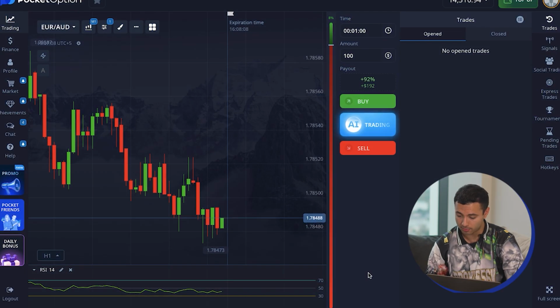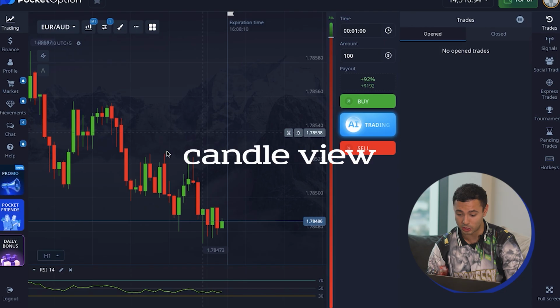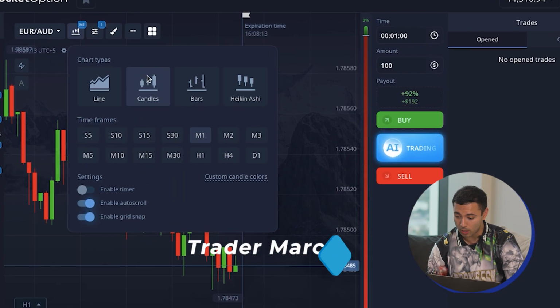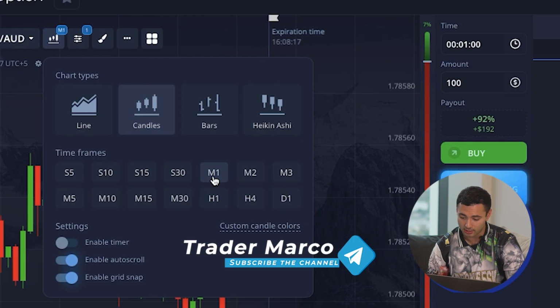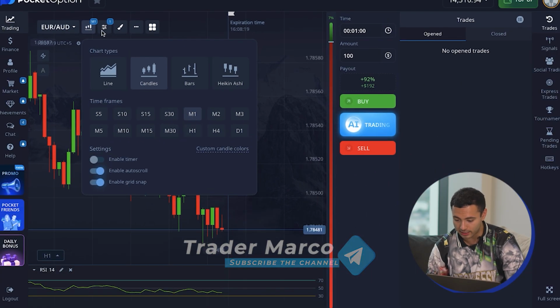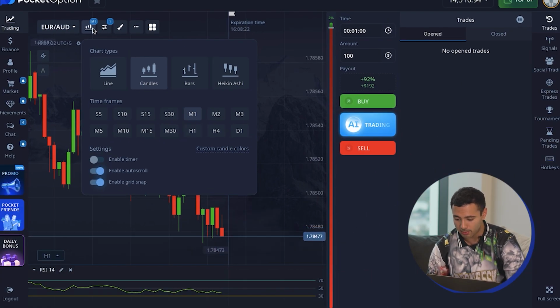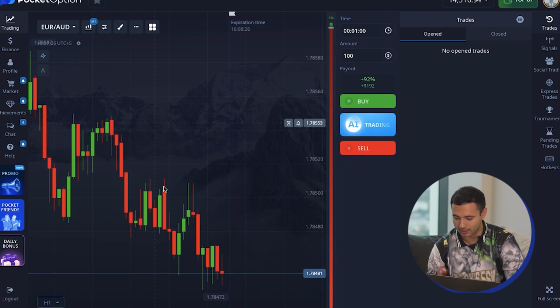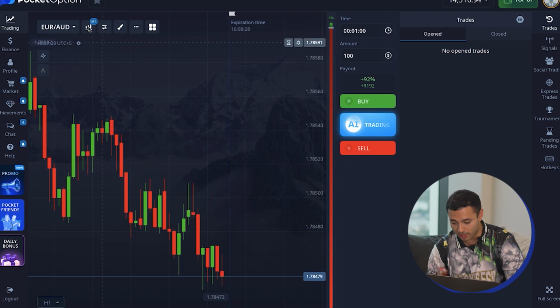I'm on Pocket Option. First thing, I open the chart and switch to candles. Why candles? Because they show real price movement, where buyers are pushing, where sellers are pushing back, and what the market is feeling right now. Time frame, I'm going with 1 minute candles. It's fast, reactive, and lets you trade in the moment.